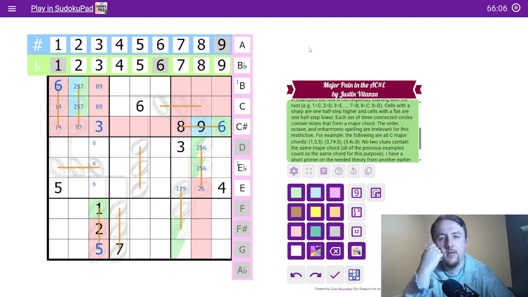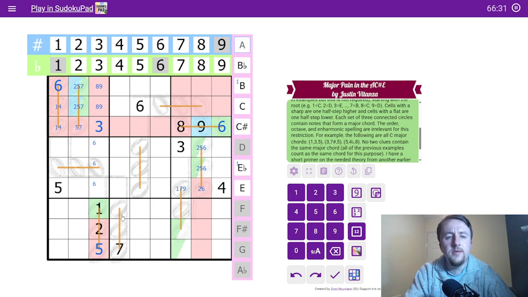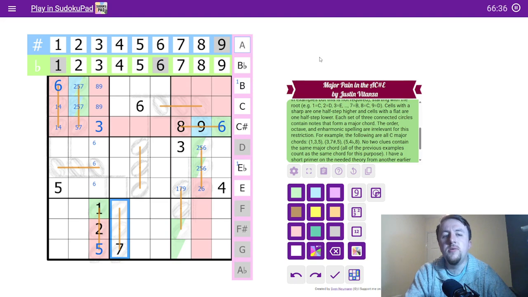And where was 6 needed? 6 was required as part of a D and an F, an A major triad. How are we going to get our A major triad? Well, it's not going to go there, because there's no way 7 can be part of an A major triad.